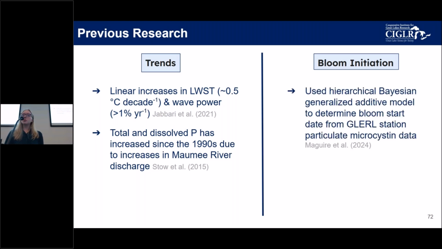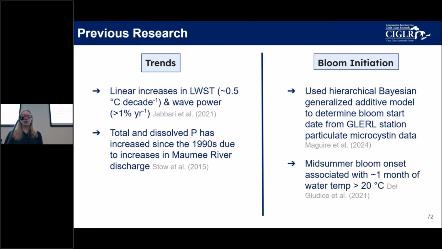Looking at bloom initiation, McGuire et al. 2024 used, and I know pretty much everyone who's on this paper is in this room, a hierarchical Bayesian generalized additive model to determine bloom start date from GLERL station particulate microcystin data. And also Del Giudice et al. 2021 found that the midsummer bloom onset was associated with about 1 month of water temperatures above 20 degrees Celsius.